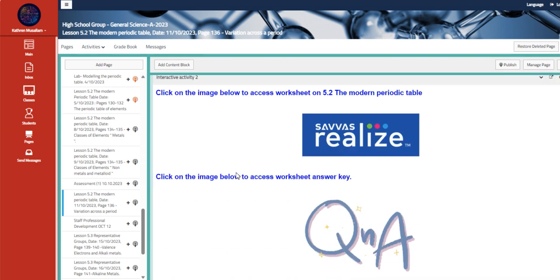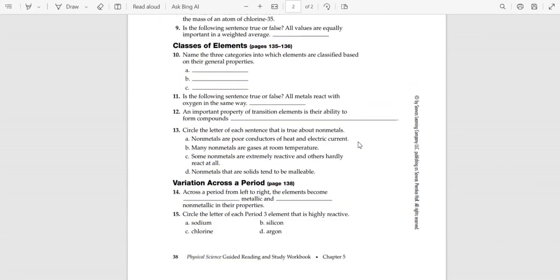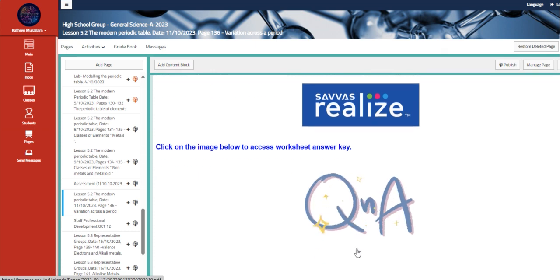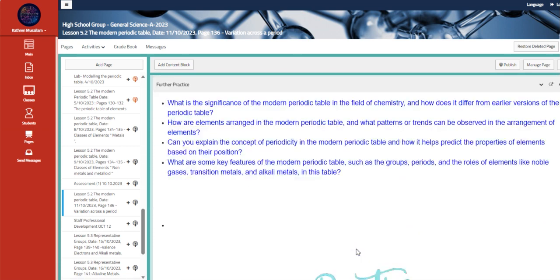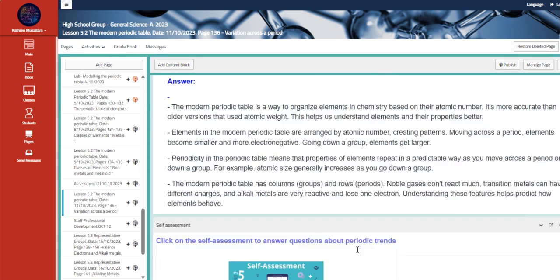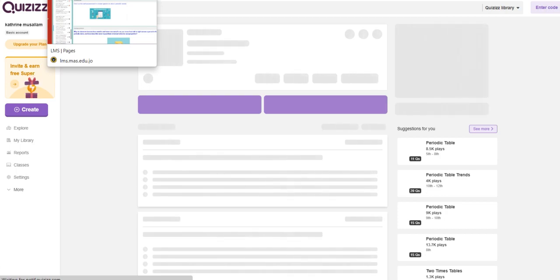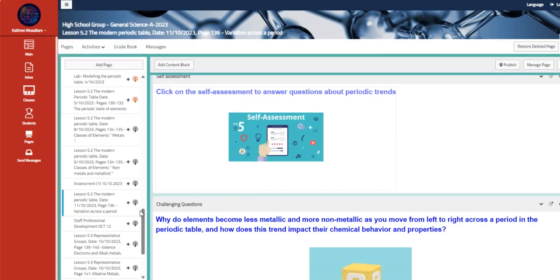This is from Khan Academy. Also, we have here a worksheet, and this is from Savaz, and here the answer key. Also here we have the further questions and the answers attached to them as well. Also we have here self-assessment from quizzes on the same topic.